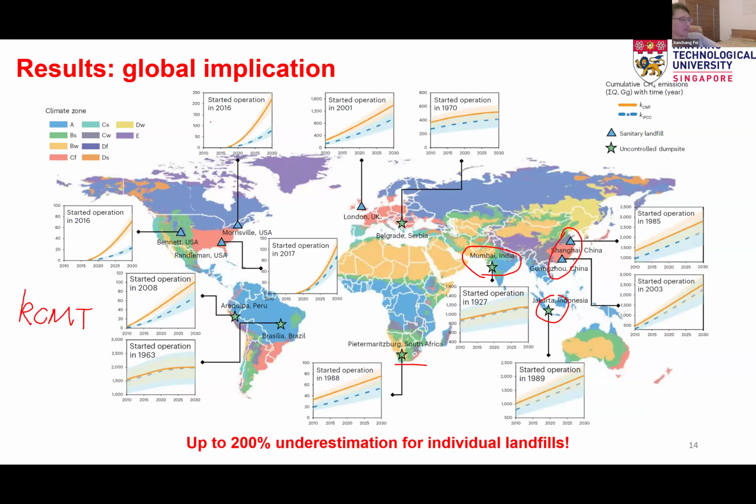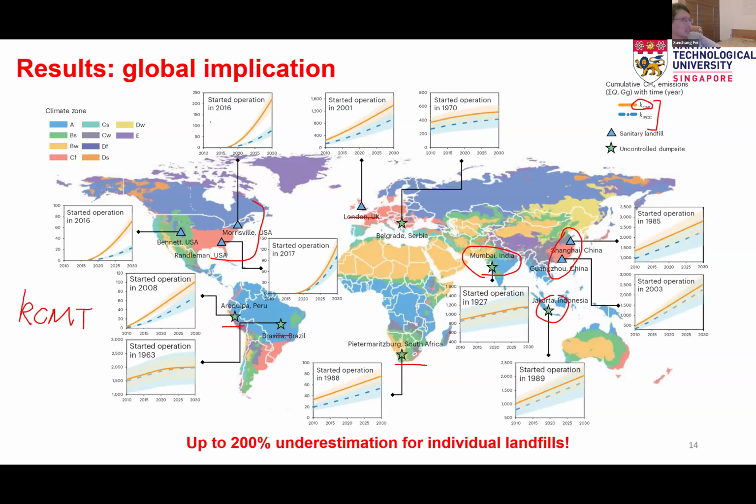And then we also pick dump sites from different countries, different continents, basically different climate zones: Peru, Brazil, and also London, and three sites from the United States, right? So we pick these big sites with available site information. Then what we did is to predict their methane emissions using two methods. One is the default IPCC method, and the other one is our improved KCMT value, right? So we can use these two different K values to estimate cumulative methane emission from these sites.